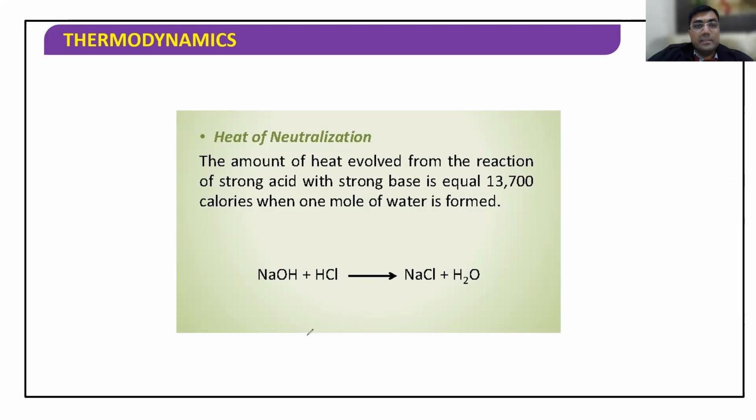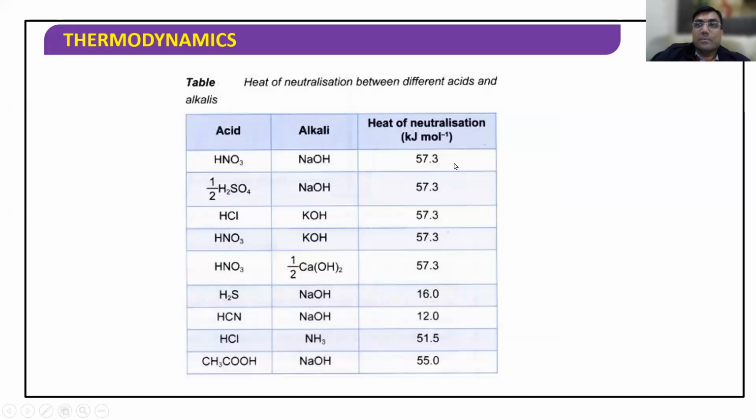When you add this reaction, listen carefully. Na plus is stable. Cl minus is stable. So what is left out? OH minus plus H plus gives rise to water. So this is forming heat, minus 13.7 kilocalories of heat, or minus 57.3 kilojoules per mole. This is giving heat, so this is called heat of neutralization. So first point, this is the basic level zero.